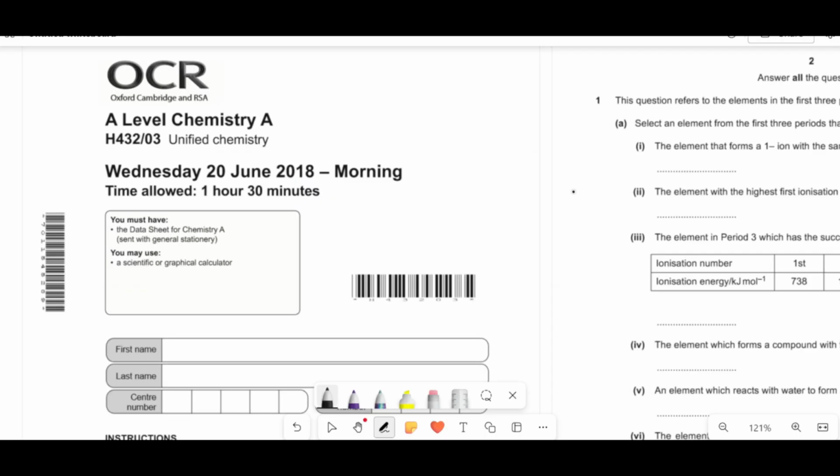Hello, and welcome back to another episode of the A-Level Cookbook. Today we're going to be doing the OCR A-Level Chemistry A, Paper 3 from June 2018. This is the exact paper that I did as well. So I did AQA A-Level Biology, OCR A Chemistry, OCR Maths, and OCR B Physics as well. So this will be fun.